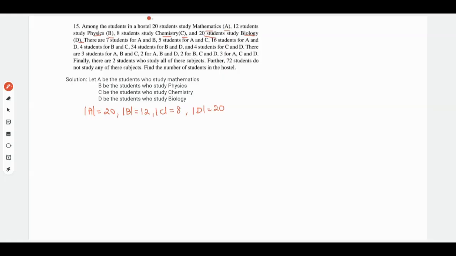Next one is, there are 7 students for A and B. A and B means intersection. A and B, they are 7 students. Then B and C, they are 5. Sorry, A and C, they are 5.